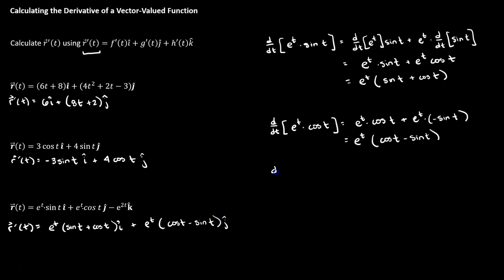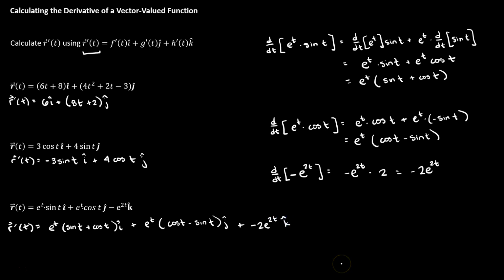We have one last one, and that's the derivative of the k hat component, which is negative e to the 2t. This one requires a chain rule from Calc 1 because we have 2 times t, so that's technically a composition of functions. So I take the derivative of the outside function, which would look like e to the whatever, and that stays the same. But then we need to multiply by the derivative of the inside function, which is 2t. The derivative of 2t is 2. So we get negative 2e to the 2t for the k hat component.